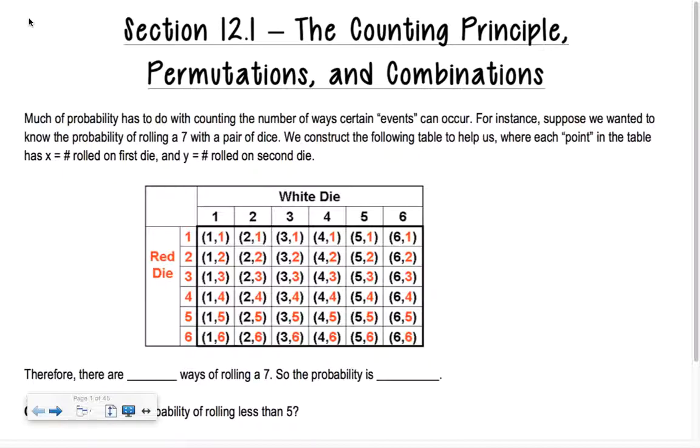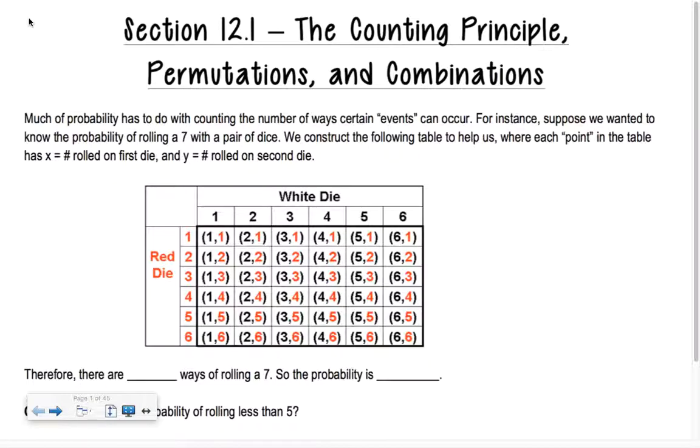So for instance, suppose we wanted to know the probability of rolling a 7 with a pair of dice. We construct the following table to help us, where each point in the table has x for the number on the first die and y is the number on the second die. Like I said, we'll do some activities where we're rolling a pair of dice, and I'll make them different colors, so maybe one's a red one and one's a white, or a green and red, so you guys can tell the difference between the two.